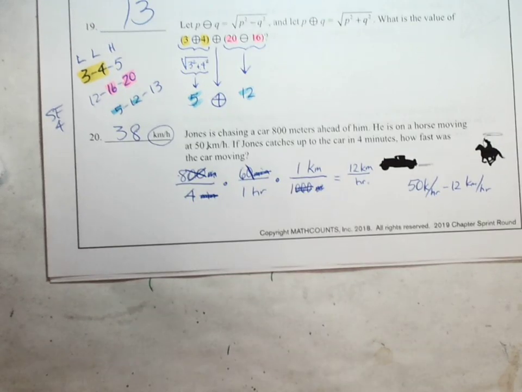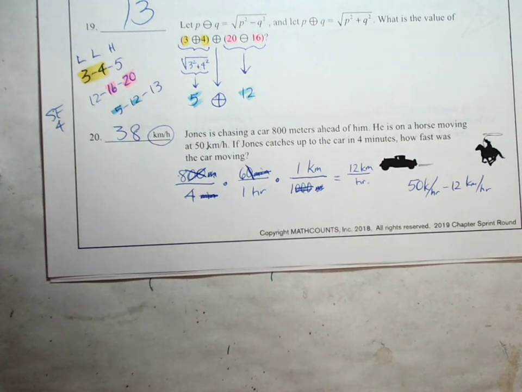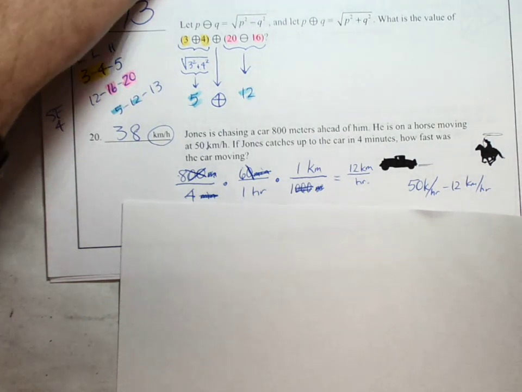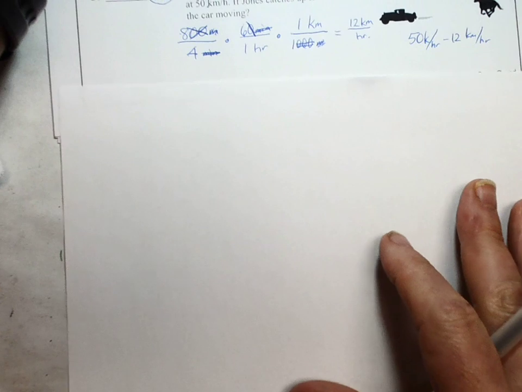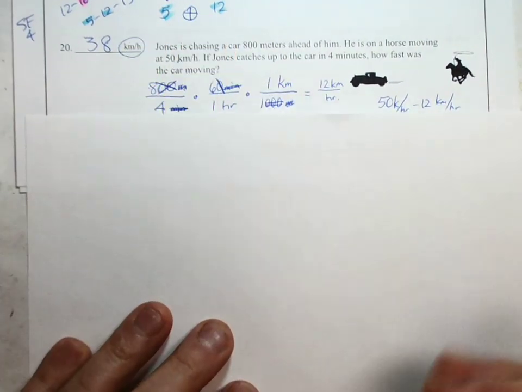Now I want to show you my way. This is the way the guy who did the solution key did it. I want to show you something else, and this will emphasize the distance formula. We know the answer is 38, but let me just show you this.